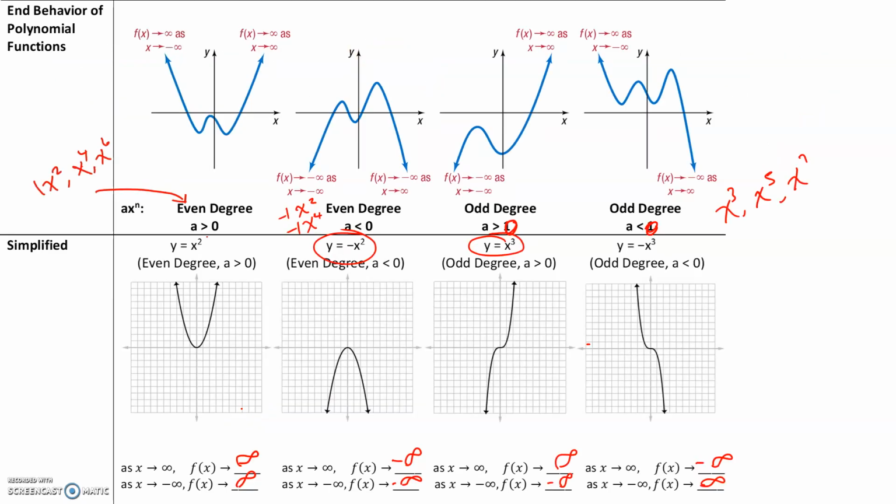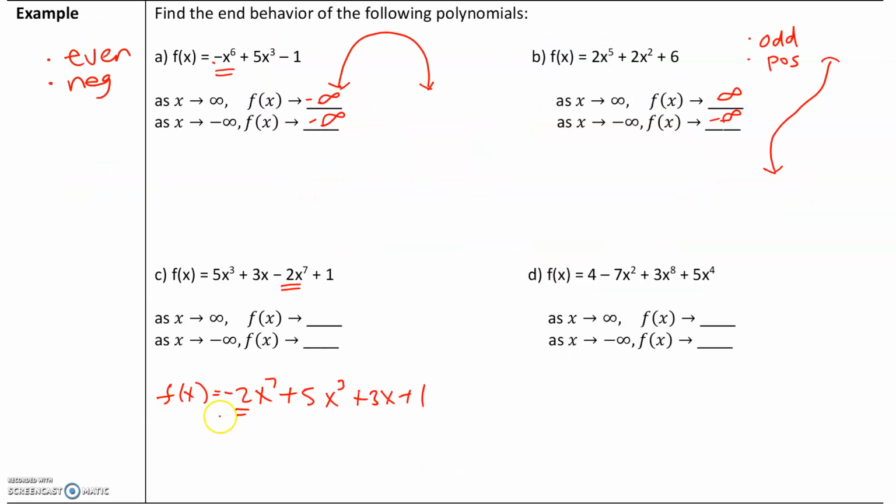So that's going to resemble the graph of y equals negative x cubed, which is going to look something like this. So as x approaches negative infinity, the graph approaches positive infinity. And as x approaches positive infinity, the graph approaches negative infinity.